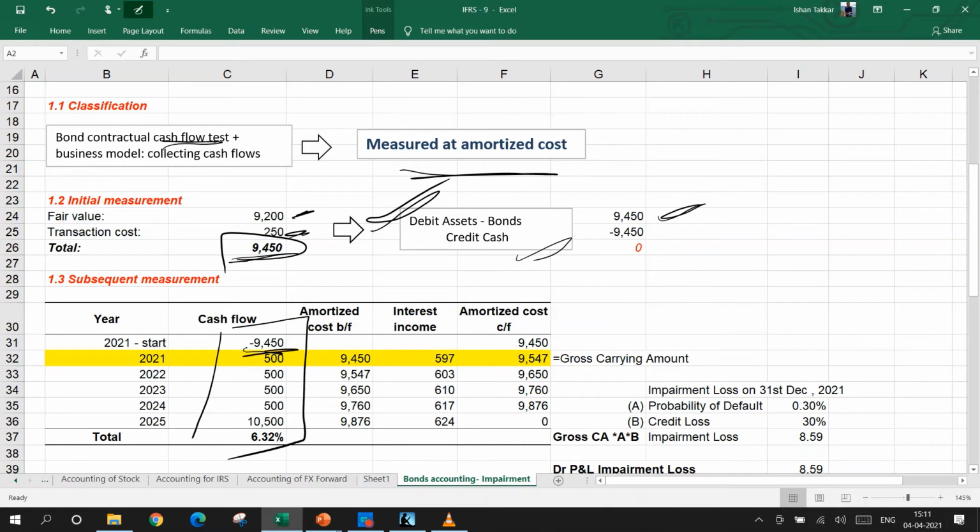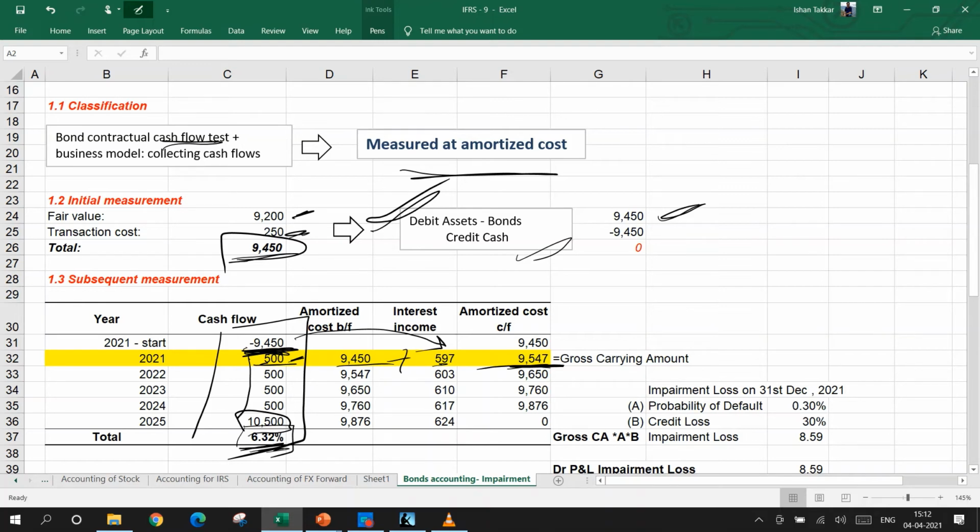So you have paid 9,450, and this you will earn, and at the end you will get principal plus the interest. So the actual return on this investment is 6.32%, and you will calculate your amortized cost. So on this carrying value, you will be earning 6.32%. You will take this interest income to your P&L, okay, and out of this you will get 500. So the carrying value will be 9,450 plus 597 minus 500, 9,547, you will show in your balance sheet as the value of your bond.